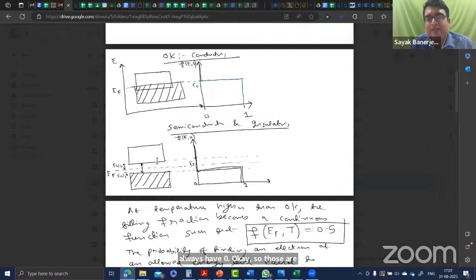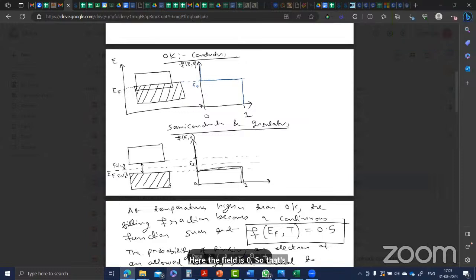Again, the next allowed energy level is the top of the conduction band. Here the filled fraction is 0. So that's the answer to your question. Okay, thank you, sir.